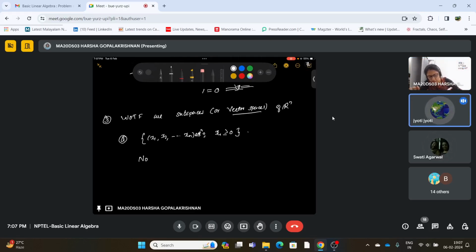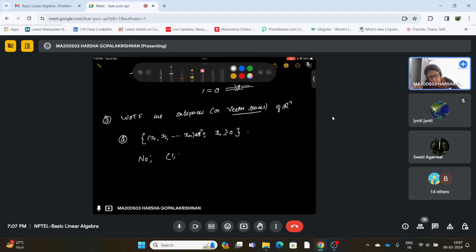Because by multiplying by any negative scalar, that positive number will convert into negative. What she is saying is, if I take -1 times (1, 2, etc., n), then the first element will convert into negative, that is -1, and that will not fulfill the required condition of the given set that we want to check is a vector space or not. Okay, so let me explain this.